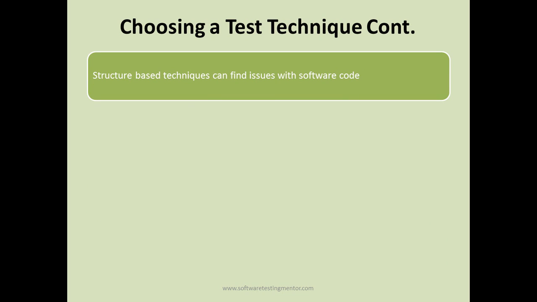Structure-based techniques can find issues with software code. Here we'll take some examples. If you are using structure-based techniques, then these techniques are used to find issues with just the software code. The white box test techniques are only to find issues with the software code that developers are developing in some programming language.